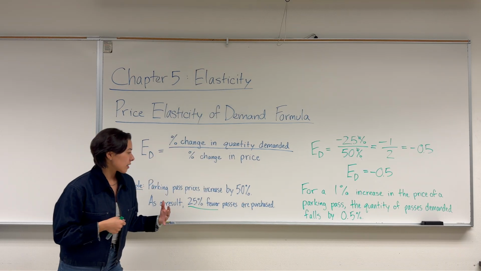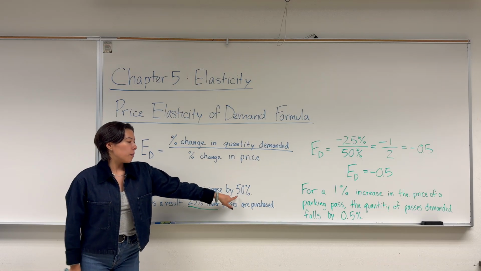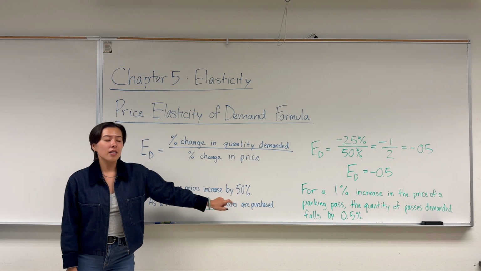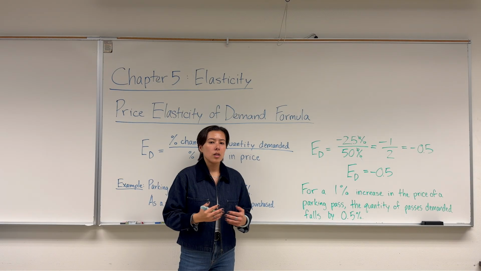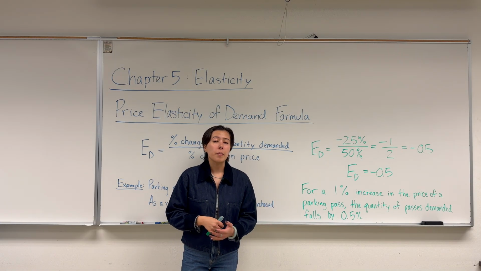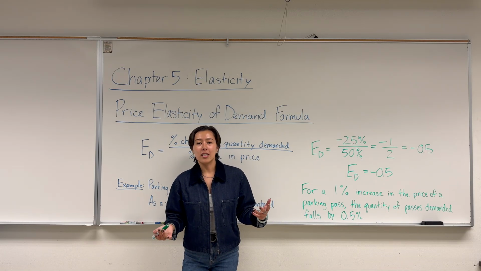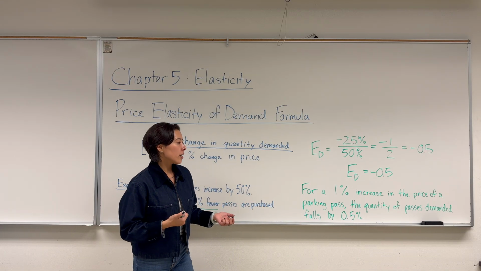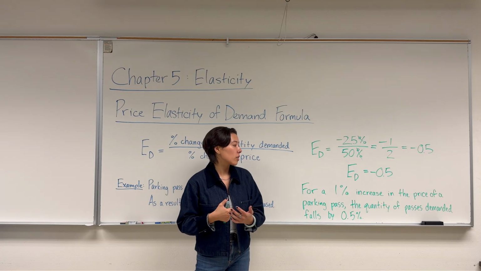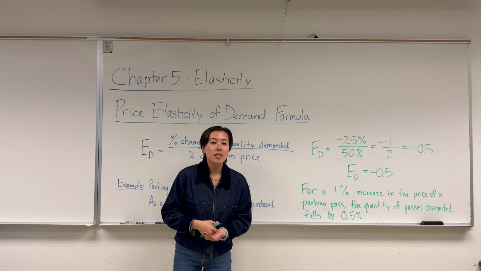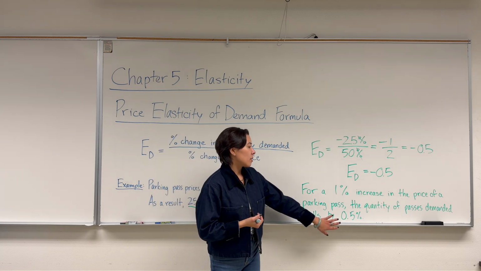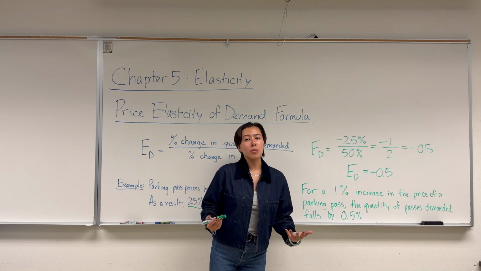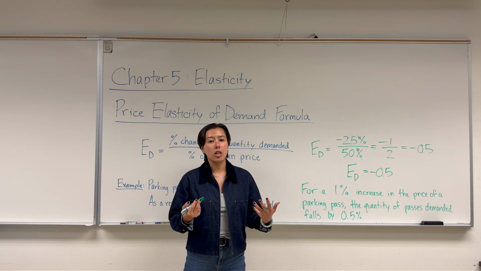And so we can see that that's what happened in our problem, right? The price went up by 50% and the quantity demanded fell by half of that amount. So does this mean that our demand for parking passes is elastic or inelastic? Well, what we're seeing here is that for a 1% increase in the price, quantity demanded is falling by less than 1%. So this change in quantity demanded is relatively small compared to the change in price.